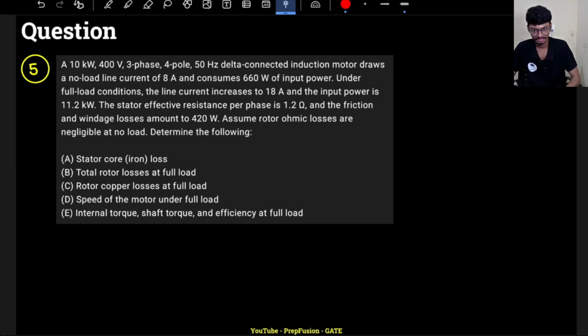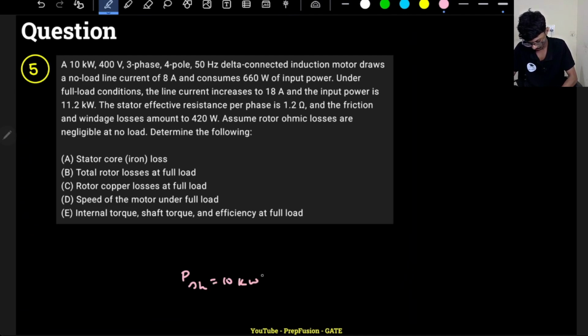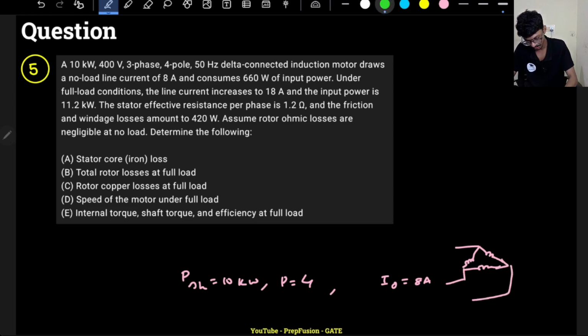So let's solve this circuit. A 10 kilowatt, again, if they are giving the power like this, it is the output power, the shaft power is 10 kilowatt. Okay, 3 phase 4 pole, so the number of poles is 4, delta connected induction motor, draws a no load current of 8 amperes. So delta means the stator is delta connected, right? It draws a current of 8 amperes. In delta connected, basically what they are telling is that the line current is 8 amperes. Whenever they mention any current, it is always with respect to line. So line current is 8 amperes.